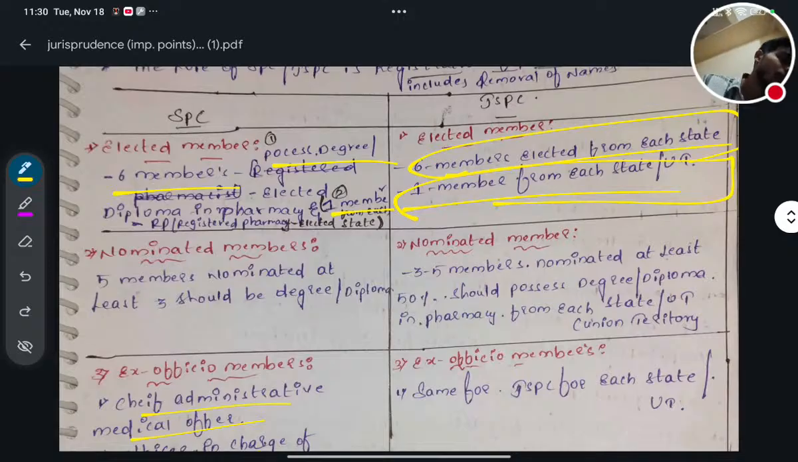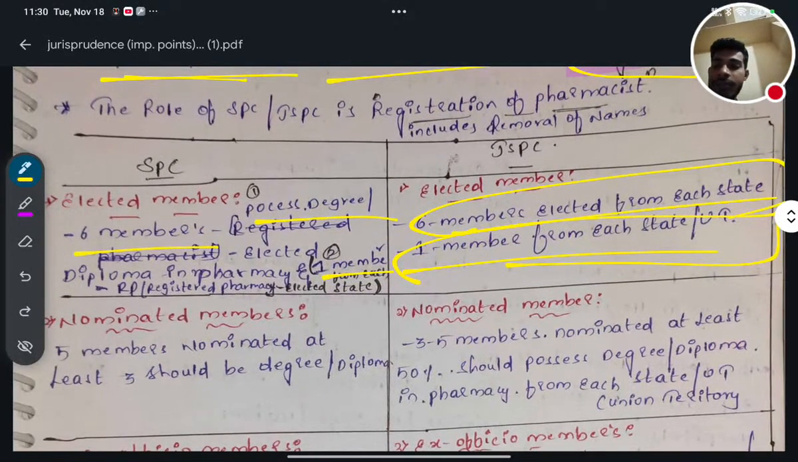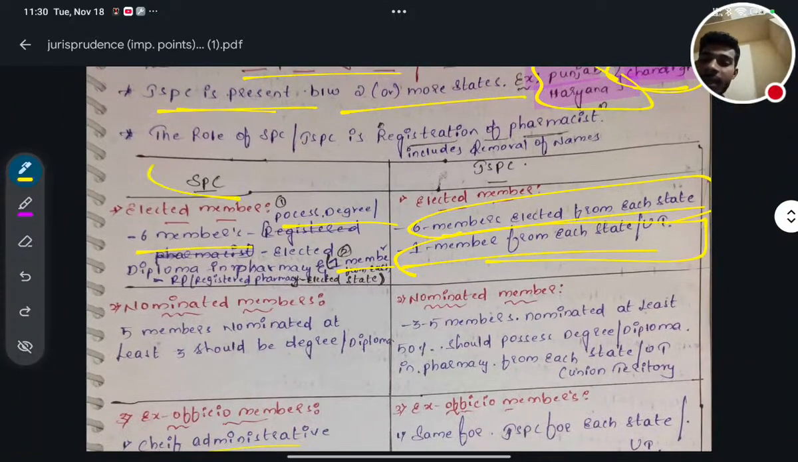Okay, I forgot to mention one thing. When you see the joint pharmacy council, in the case of state pharmacy council, only 6 members will be present. For example, I told you about the northeast, like Assam.